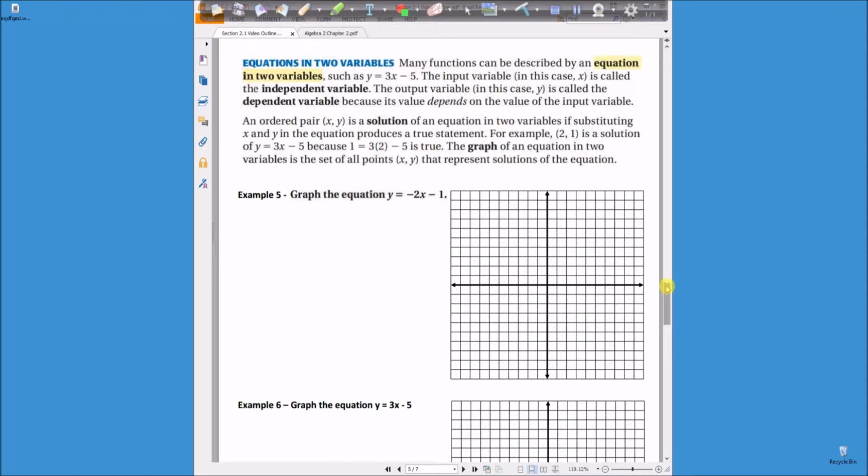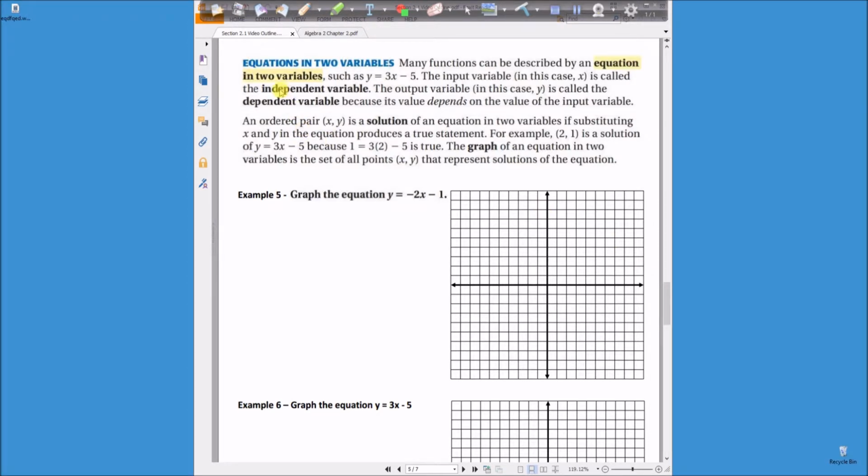Alright, so then let's talk about equations in 2 variables. So you're very familiar with these, you've graphed these, you've done all kinds of things with these. And so this should also be a fairly brief little review for you. The way that they're asking us to graph it here in section 2.1 is to graph these functions by using a table of values.